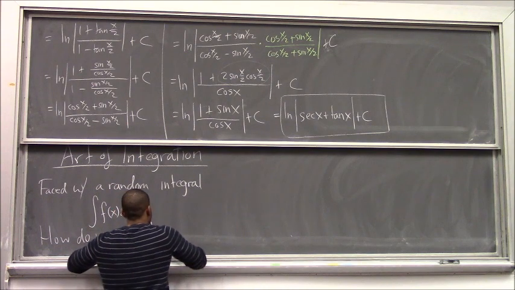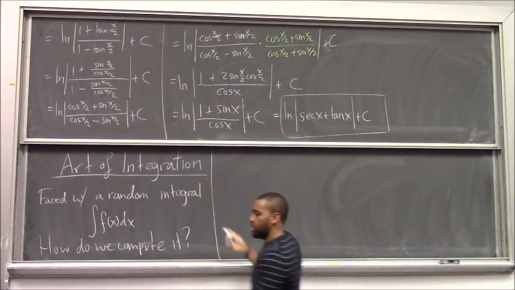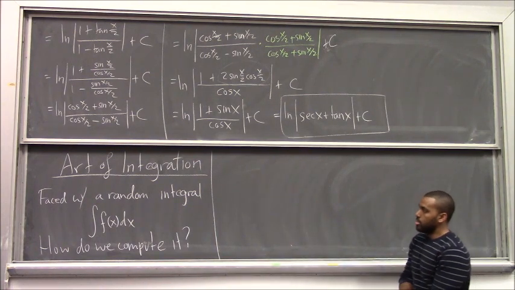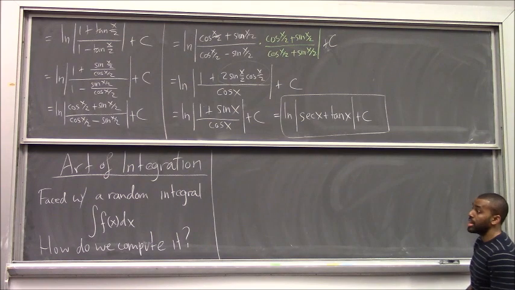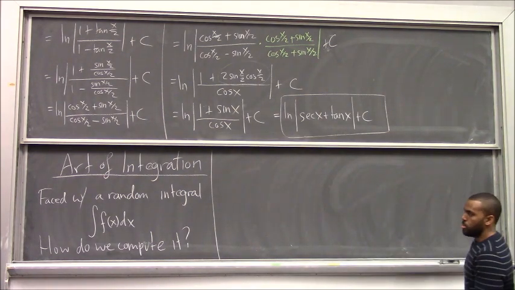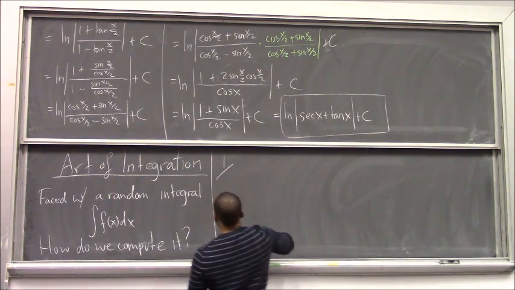What goes through your mind? What do you try first? What do you try second? What do you try third? What do you try fourth? What are the ways that you can actually come up with a plan of attack for some random integral? So it turns out that I mentioned these to you before, but the first 3 steps are pretty much set in stone. We always do the first 3 things in order.